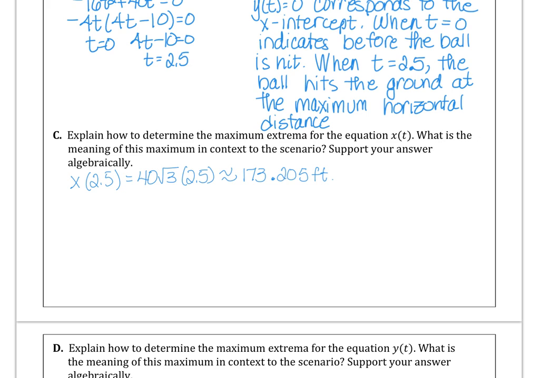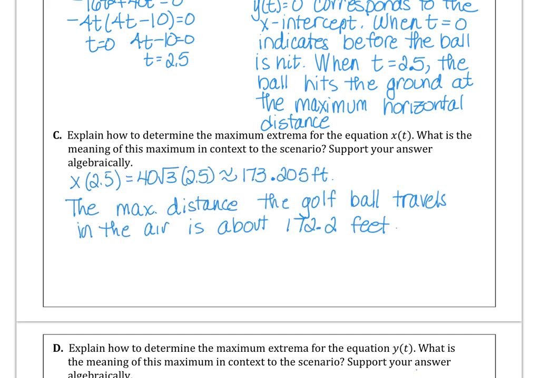So the maximum distance the golf ball travels in the air is about 173.2 feet. We can write that in a sentence to explain the meaning in context: the maximum distance the golf ball travels in the air is about 173.2 feet.